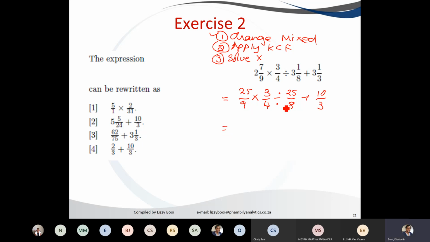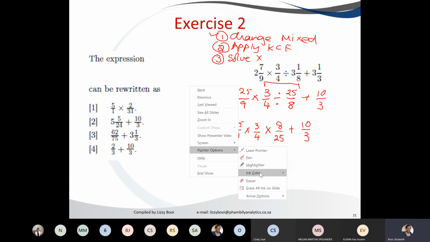Now we need to apply the KCF. Remember, it's only for those two. The rest can stay as they are. So 25 over 9 multiply by 3 over 4. Change the sign to a multiplication. Flip the fraction so that the numerator becomes 8 and my denominator becomes 25. Plus 10 over 3. Now, applying the BODMAS rule, I can only solve the fraction side.